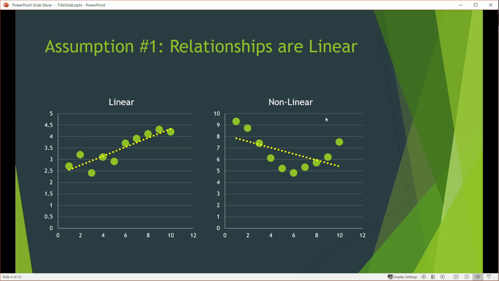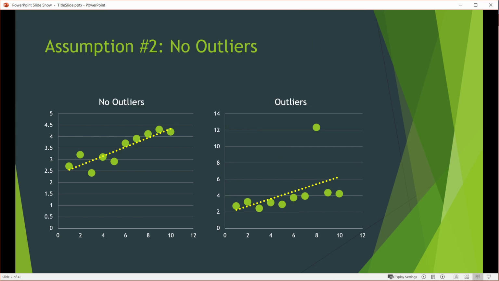On the right, we see that we have more of a parabolic relationship. And so this line doesn't really give us a good predicted value. So for instance, if we were asking what's the predicted value when x is 6, we're going to get something on the line here that doesn't really represent reality. Same with 10. So this would not give us meaningful results. Our second assumption is that we have no outliers.